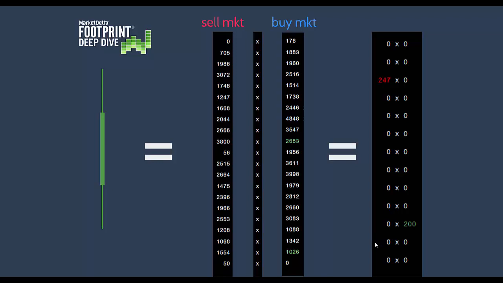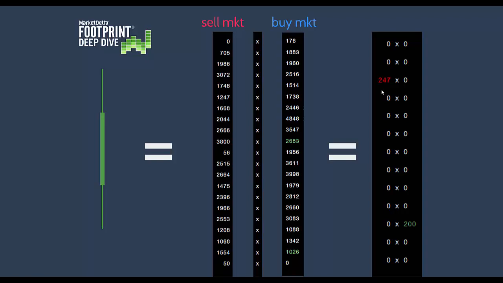Now, you've got to remember, the way that data is reported, this isn't necessarily one person. It could technically be 247 one lots that came in and hit the bid. But what they did was they hit the bid at the same exact millisecond. That's important because whether it's one guy or 247 one lots, it's a lot of selling at one particular moment.